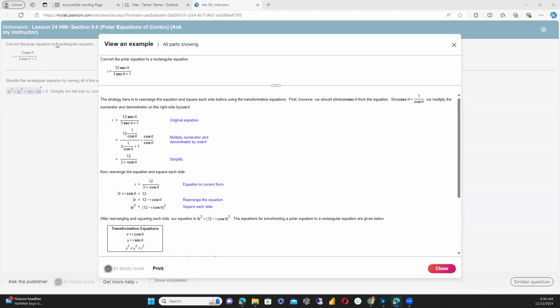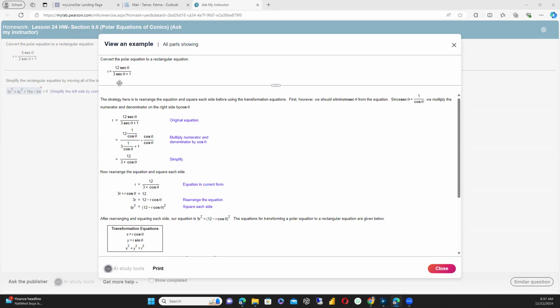I will explain one of the homework questions from lesson 24 homework and section 9.6. The example I will be explaining is: convert the polar equation to a rectangular equation. This polar equation has r's and theta, and rectangular equation means we need to only have x and y values. So the simple problem we're going to walk through is r is equal to 12 secant of theta divided by 3 secant of theta plus 1.